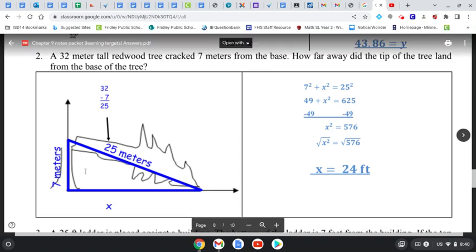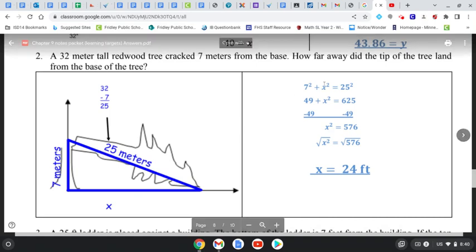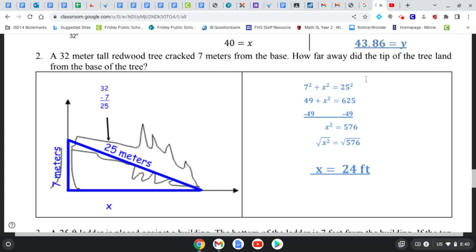And that's going to turn into a Pythagorean theorem problem. We have a right angle. We'll assume the tree was growing perpendicular to the ground, which almost all trees do. So our two legs are 7 and x, and the hypotenuse is 25. So 7 squared plus x squared equals 25 squared.